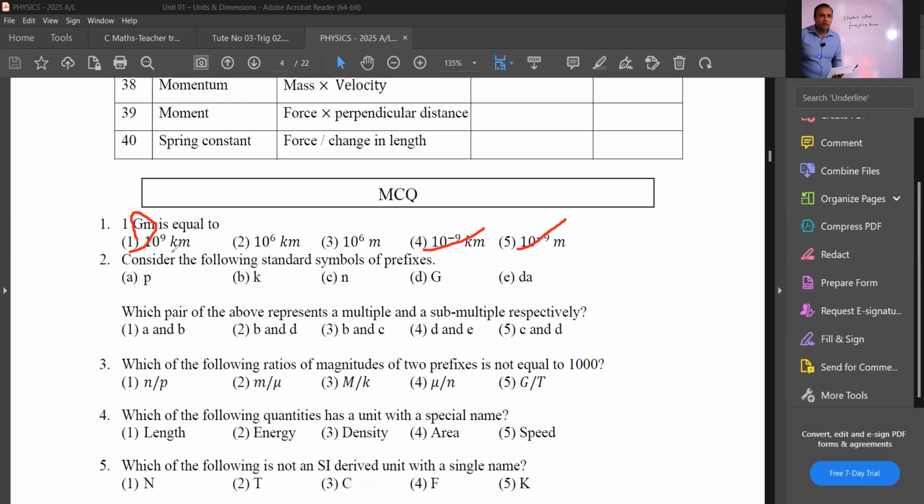Then I have to choose one of them. So these two answers cannot happen, that means they are impossible answers, so I can reject them and choose one of these three answers.